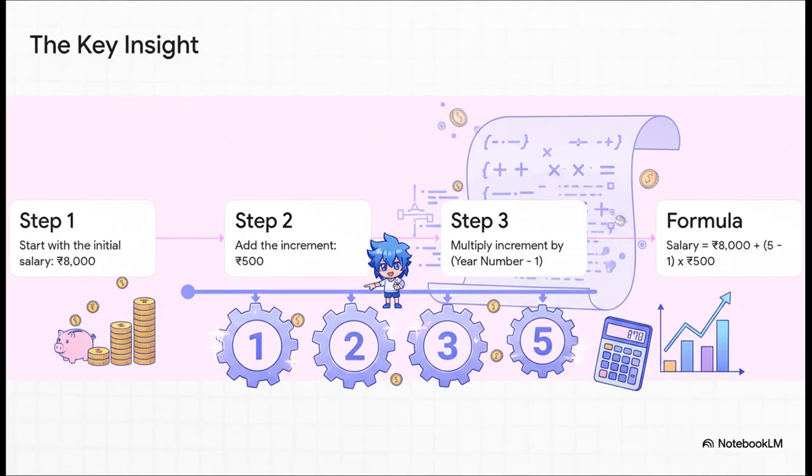And this is the pattern that changes everything. For any year, you just take the starting salary and add the yearly raise, but you multiply that raise by the year number minus 1. See that? For the fifth year, we multiply by 4, which is just 5 minus 1. This little insight is the key that's going to unlock this whole topic for us.